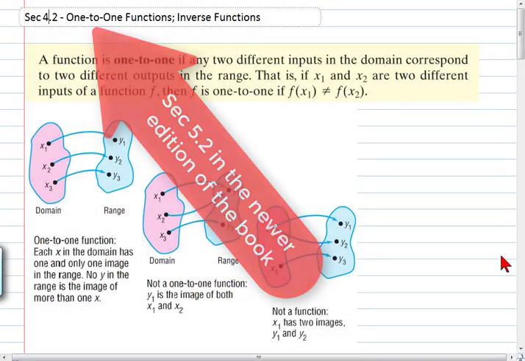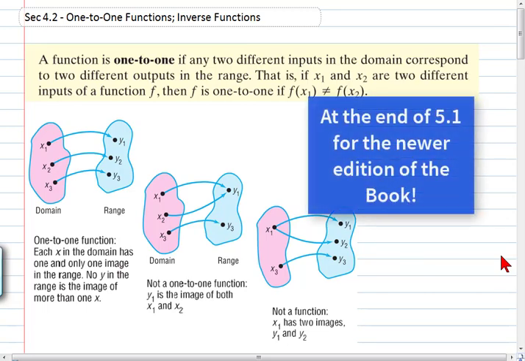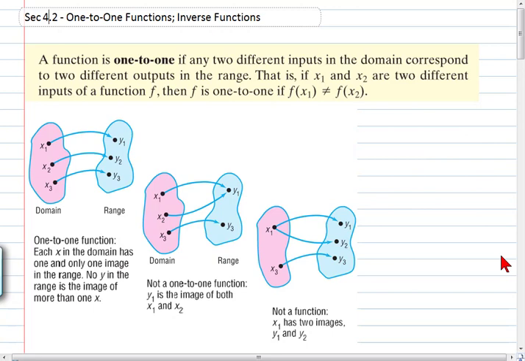Section 4.2 is one-to-one functions and inverse functions. Remember at the end of 4.1, I told you that when you compose a function with another function and you get out what you put in, we said those two functions are inverses of each other, right? Here's the definition of a one-to-one function.